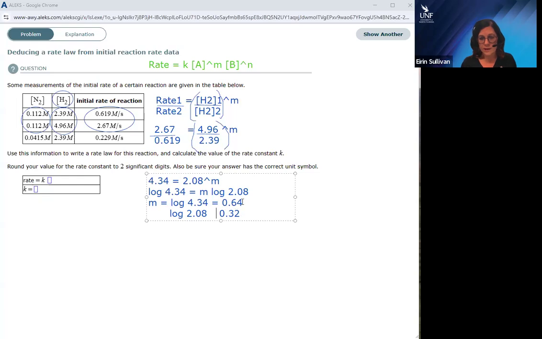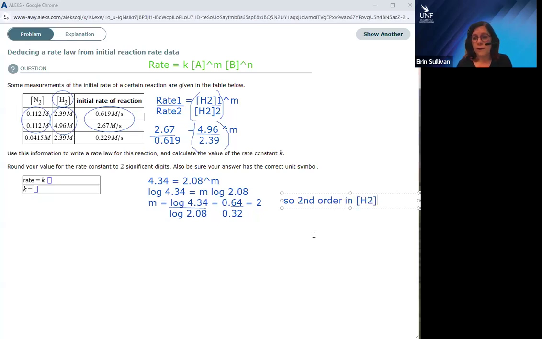So the reaction is second order with respect to the reactant whose concentration has been changing. That was with respect to hydrogen here. So second order in hydrogen. So second order in the concentration of H2.